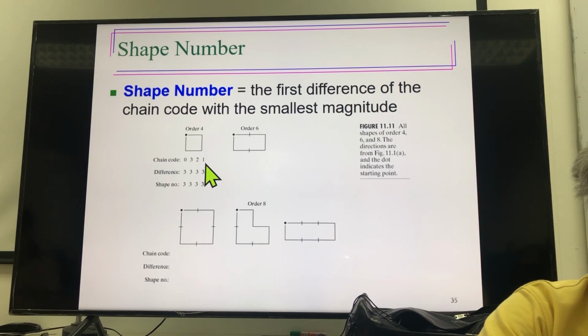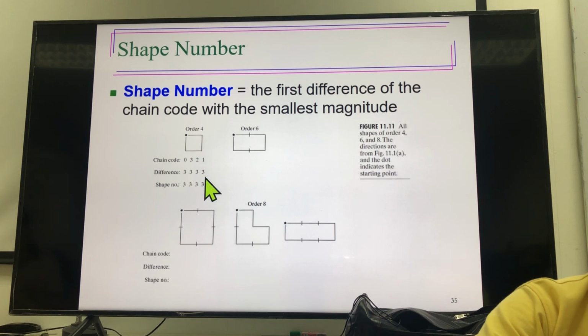You find the first difference: from 0 to 3 is 3, from 3 to 2 is 3, from 2 to 1 is 3, and from 1 to 0 is 3. Okay, so this is the first difference, and then you start with the smallest magnitude, which is 3333. So this rectangle shape is represented by the shape number 3333.